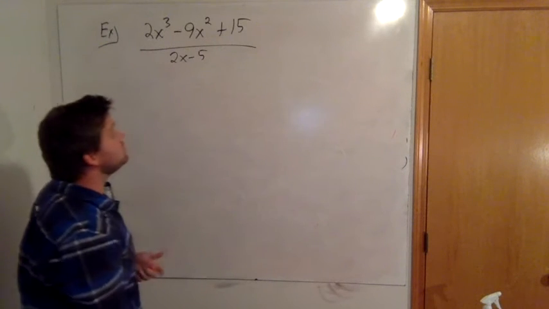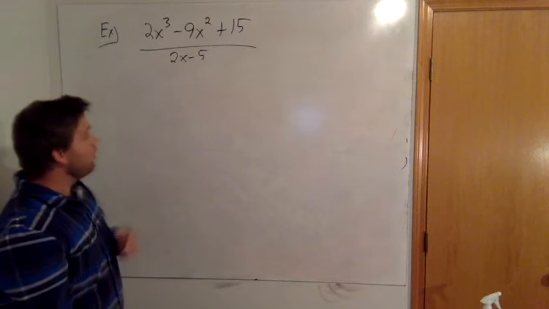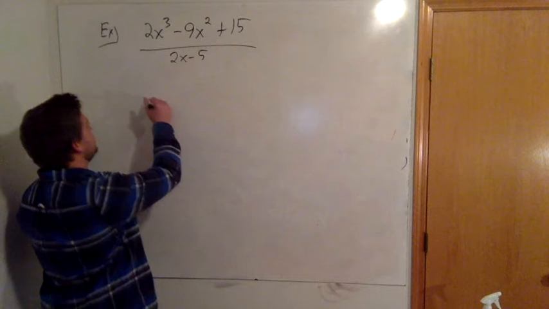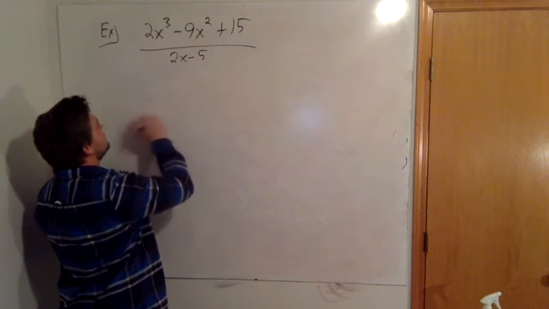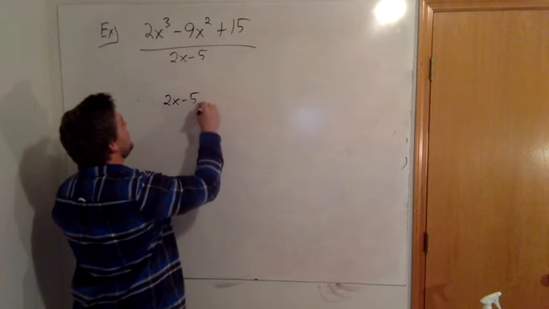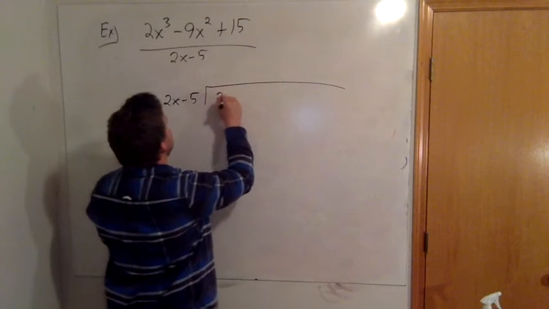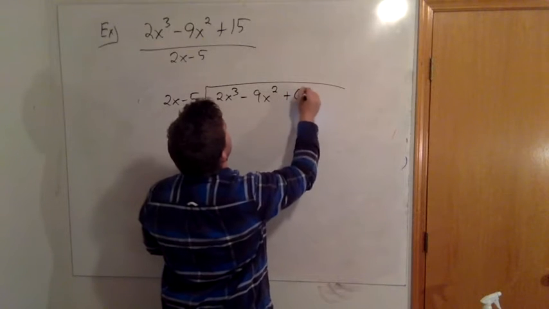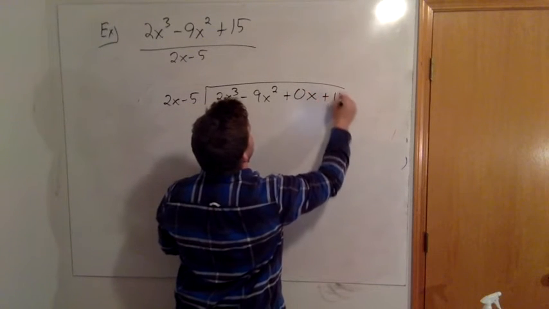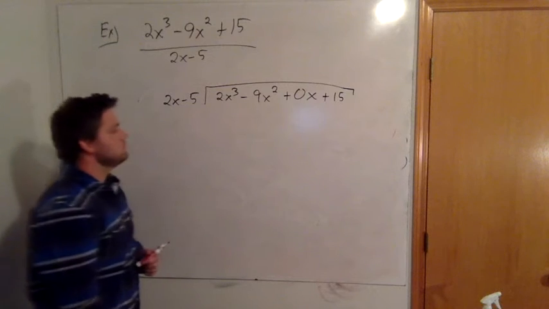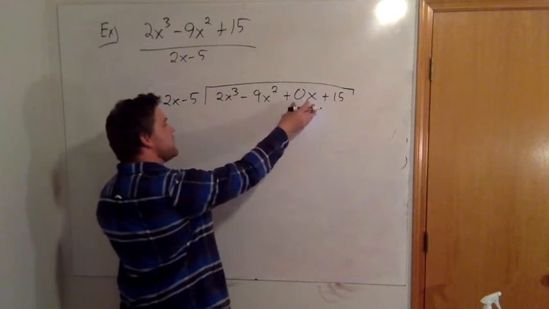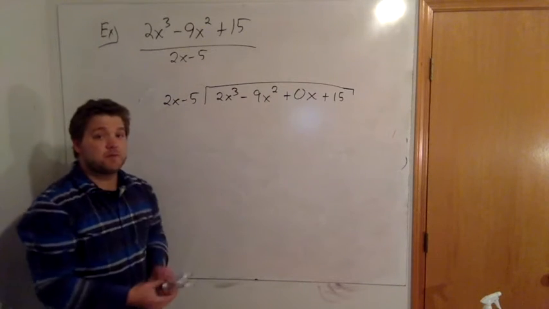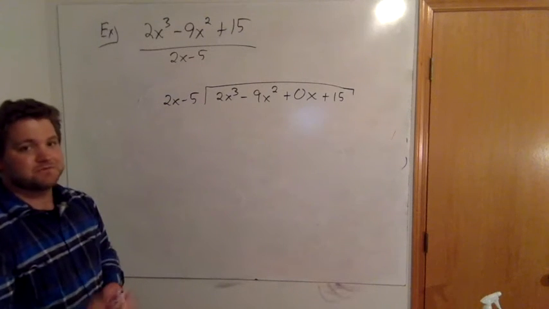So what you want to do is either record a space or record a 0 times x. So what I would do here is I would write this as 2x minus 5, and we're going to divide that into 2x cubed minus 9x squared. I'm going to write a plus 0x plus 15. So again, you could leave a space here. I usually like to record a 0x.